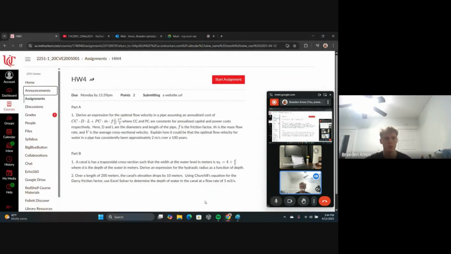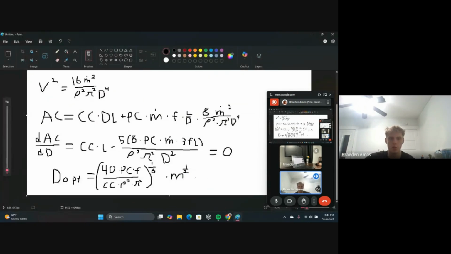And so now we're supposed to explain how it could be that the optimal flow velocity for water in a pipe has consistently been approximately 2 meters per second over 100 years. Since these are to the 1/6 power, they don't really affect it much. So if you change it even a little bit, it's not going to change a lot. Therefore, the same pipe, even if it goes through some changes, is still going to have relatively the same optimal flow. And yeah.